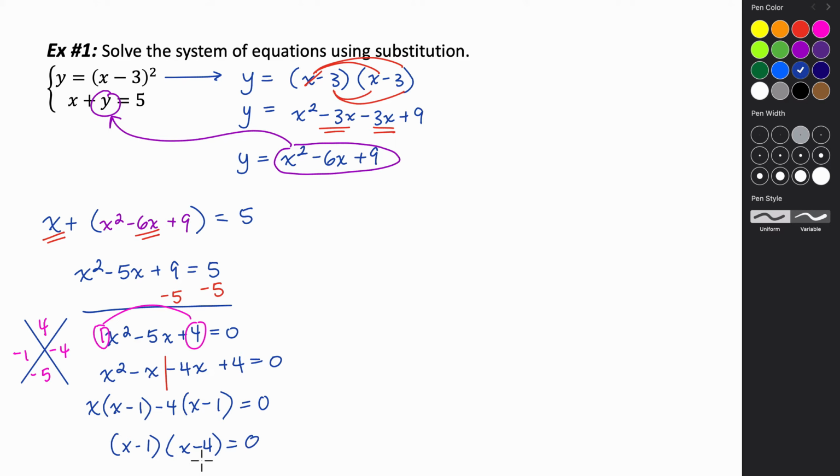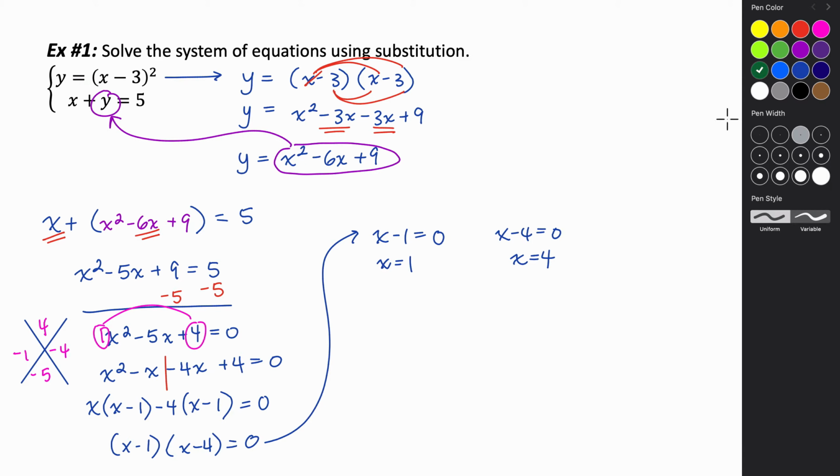So now to figure out what makes these 0, we're going to use the zero product property. So I'm going to move this over here. That means just set each factor equal to 0 and then solve those little equations. So adding 1, we get that x equals 1. And then adding 4, we get that x equals 4.